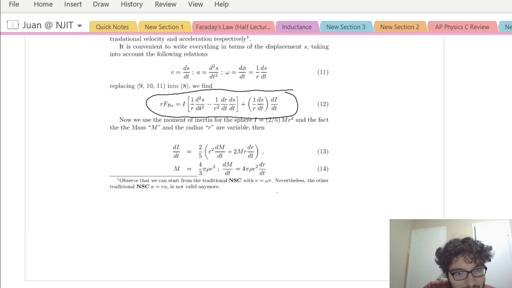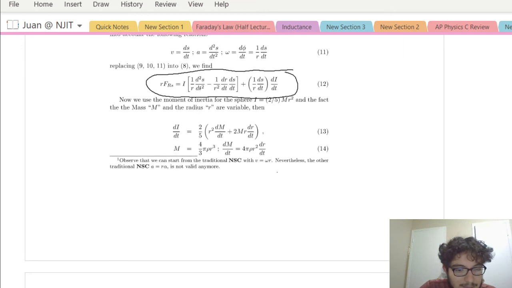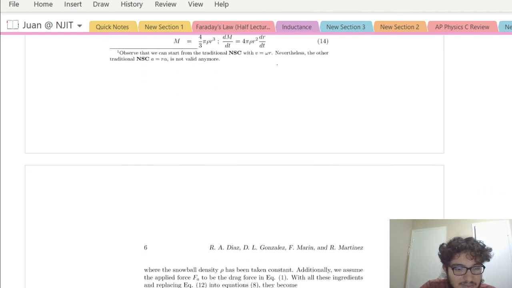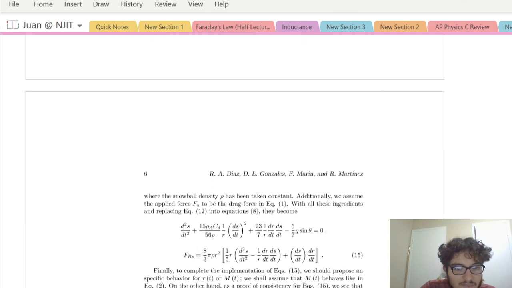They say to notice that you can start with the traditional no slipping condition, v equals omega r. Nevertheless, the other traditional no slipping condition, alpha equals r omega, is not valid anymore, and that's because the radius is changing. So the radius is changing, so you should not be able to use any of those, right? And over here, they just add up all the forces.